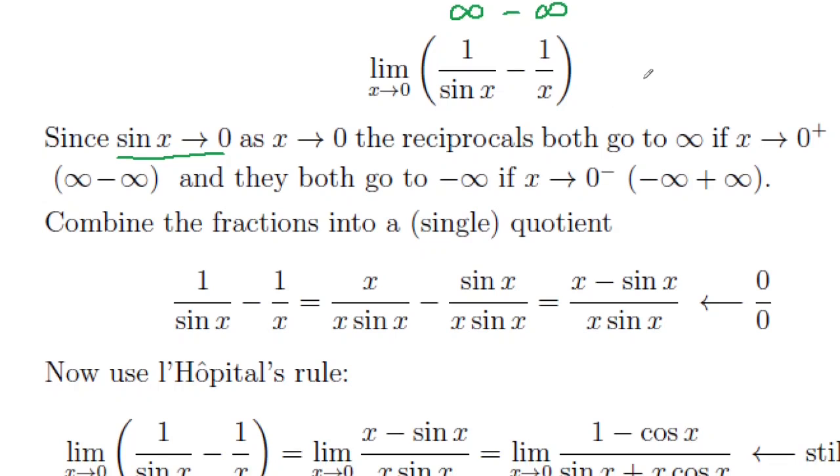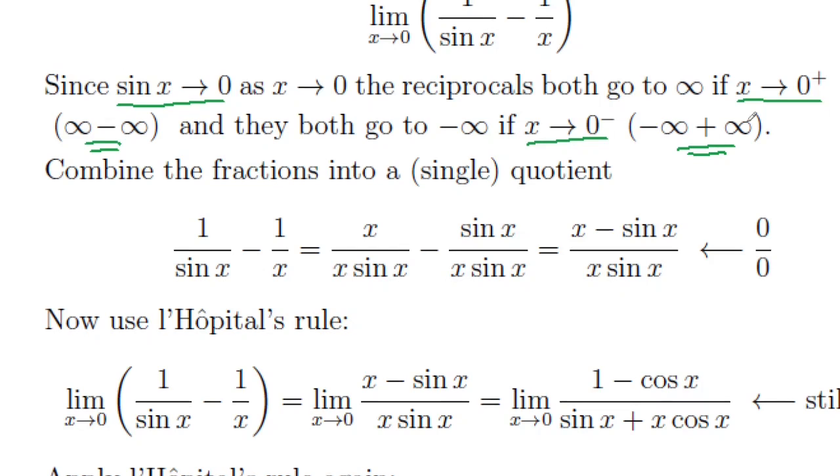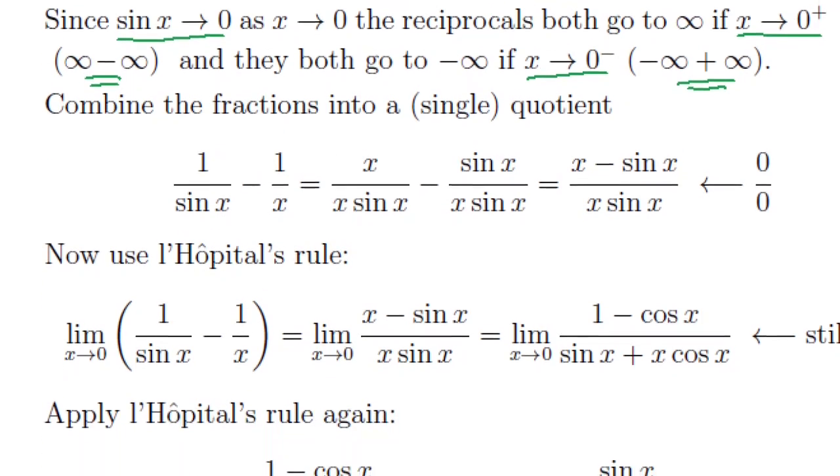Of course, the sign plus or minus will be different. As x goes to 0 plus, both sine x and x go to infinity with a positive sign. So the difference will be infinity minus infinity. As x goes to 0 minus, they both go to negative infinity. And so we get minus infinity plus infinity. But these two differences are the same thing. So the right limit and the left limit will turn out to be the same in this case.